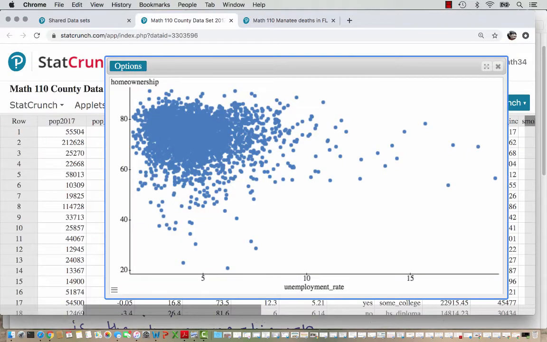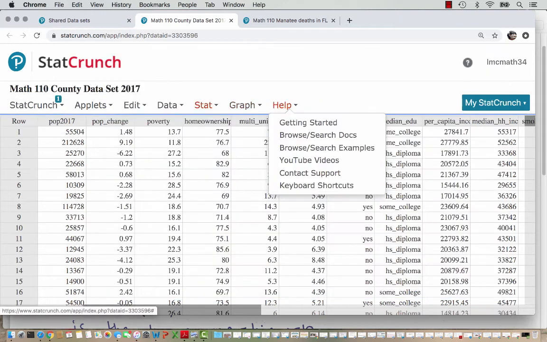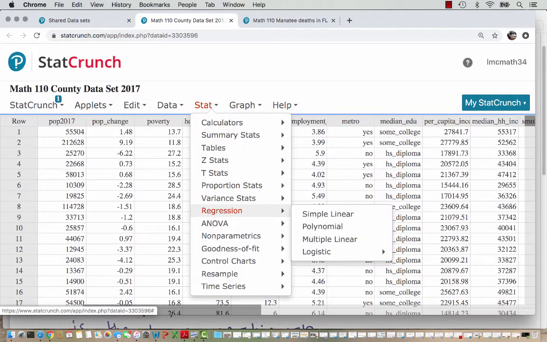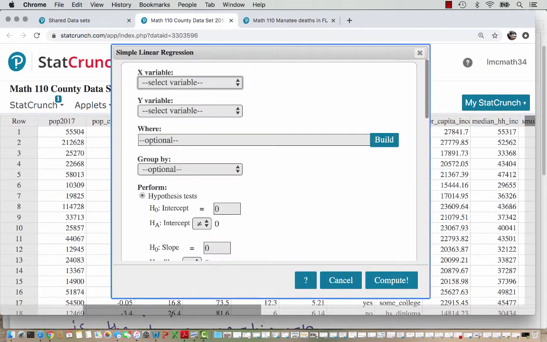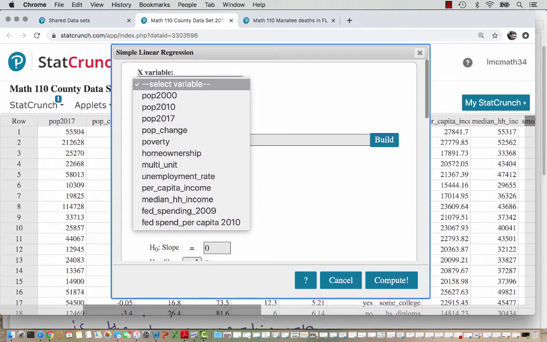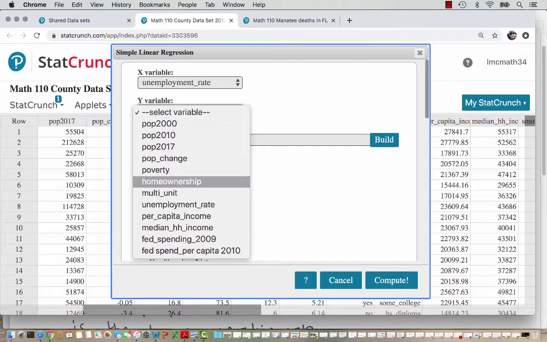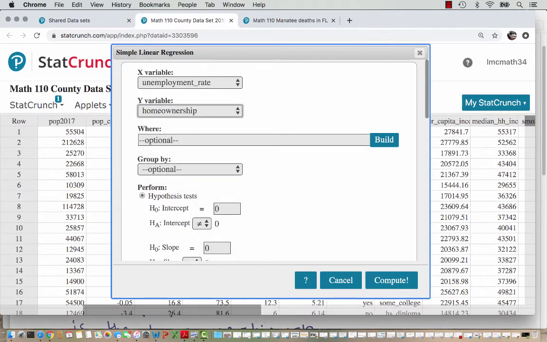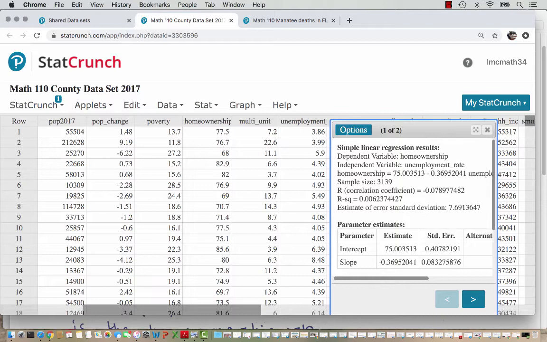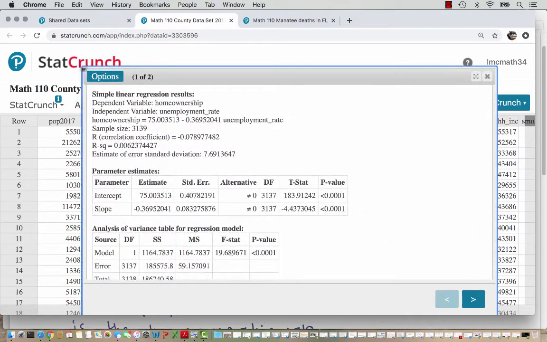So we're going to close our graph here. We're going to go to Stat, Regression, Simple Linear. And then for our x variable, I'm going to choose the unemployment rate. And for the y variable, I'm going to choose homeownership. And we'll hit compute. The first screen gives us information about the variables. So our dependent variable or y variable is the homeownership rate, and our independent variable or the x variable is the unemployment rate.